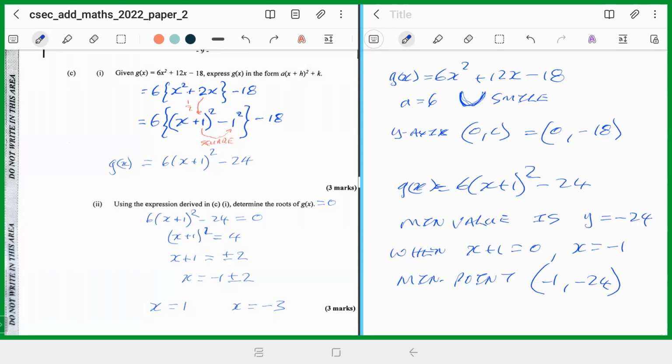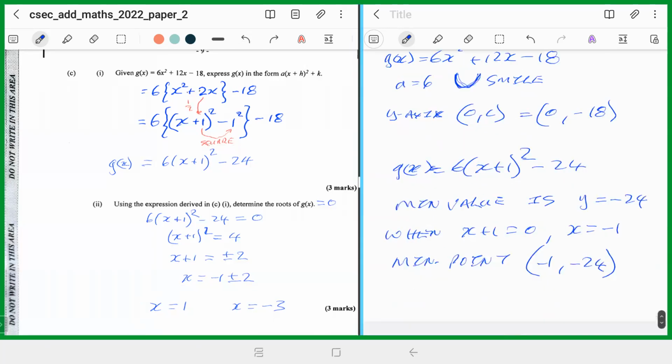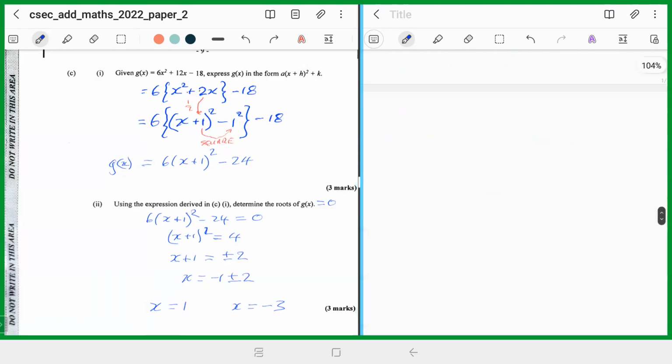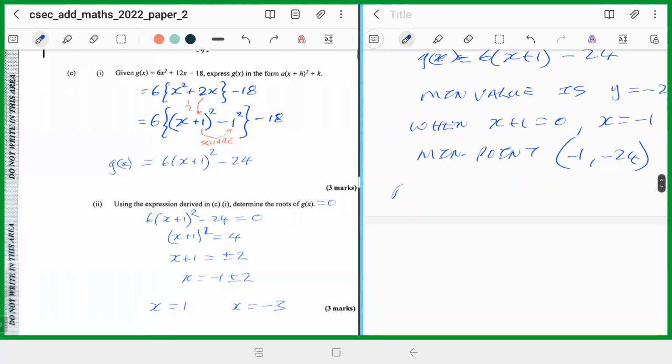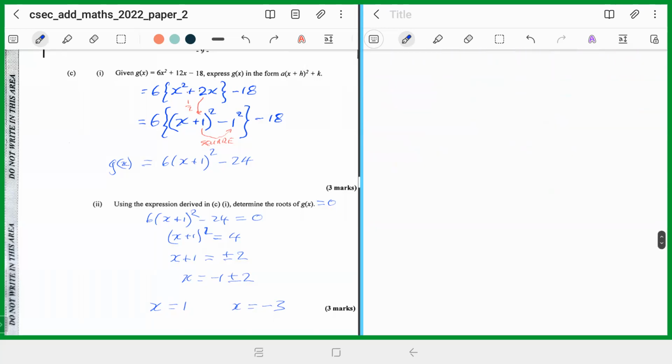Then we actually calculated the roots already down here. We're going to intersect the x-axis. We have calculated the roots, and so the roots are 1, 0 on the x-axis and negative 3, 0 on the x-axis. Those are the roots. I'm going to put all that information together and make a sketch. All right, let's make a sketch with all that information.